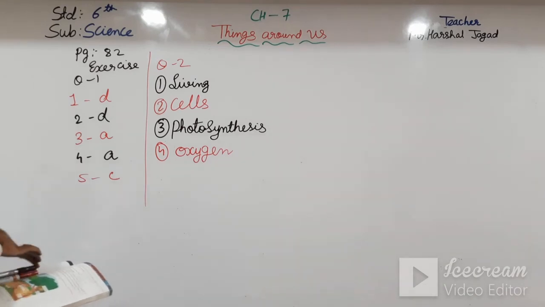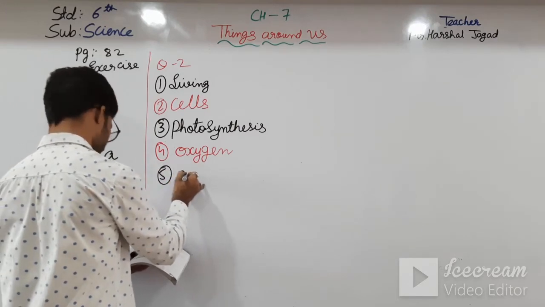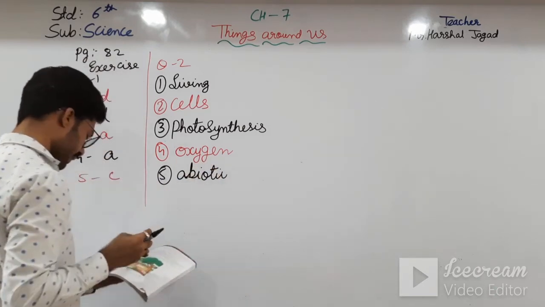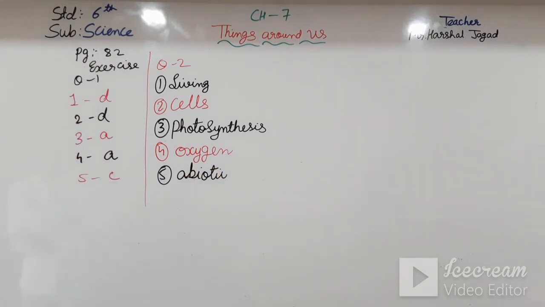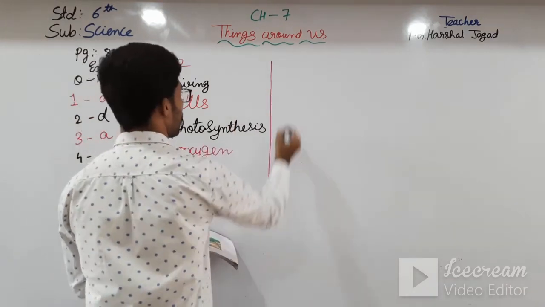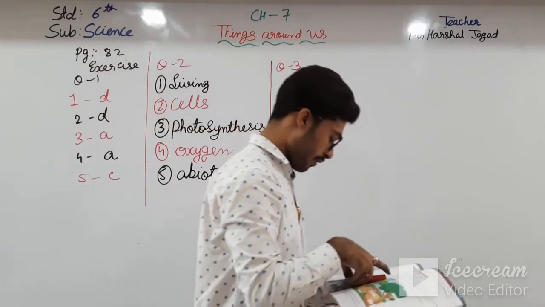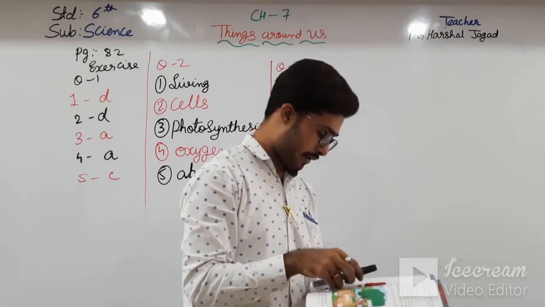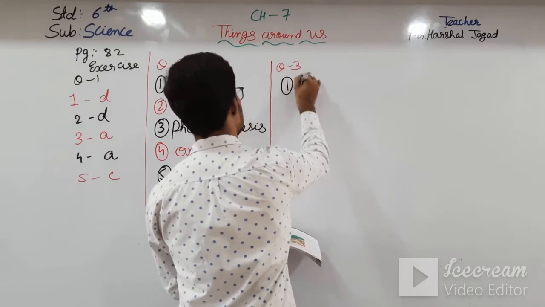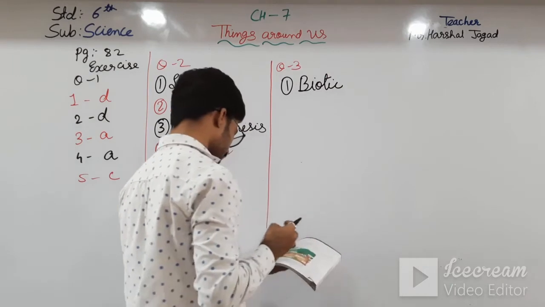Light and temperature are dash part of environment. Abiotic components. Okay. Please note down the answers, and I will write in the question number 3 over here. Question number 3. Give one word of the following, that is the living components of an ecosystem that are known as biotic. That are known as biotic.